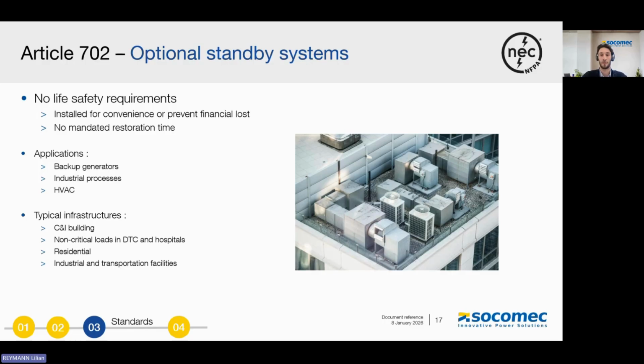As it's not an emergency, this is not critical loads. So we usually find that for backup generators, for internal processes in large industries, in HVAC systems, and the different infrastructures that we see are C&I buildings, non-critical loads in data centers and hospitals, or even in residential infrastructures.